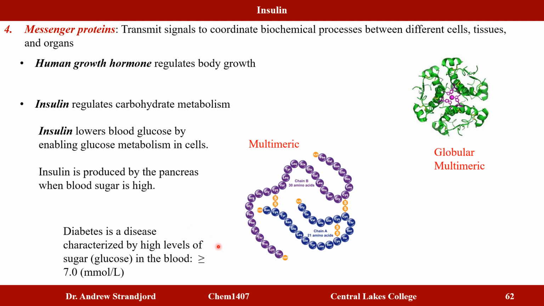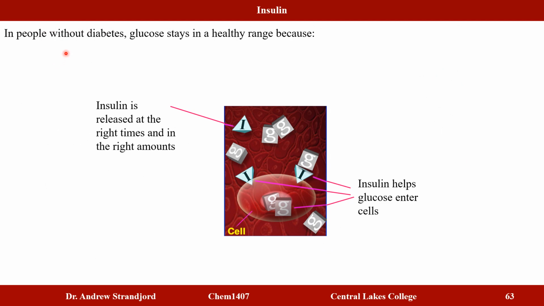Diabetes is a disease characterized by high levels of sugar in the body, and it's the insulin level that helps us regulate that sugar. Therefore, insulin and diabetes are closely related. Let's take a closer look at the insulin and diabetes relationship. In people that do not have the disease of diabetes, glucose stays at a healthy range. That's because we have the correct amount of insulin, represented by these triangles here in this cartoon. They let the glucose molecules, represented by these cubes here, into cells where they can undergo metabolism. And it's the insulin that helps the glucose enter through the cell membrane into the cell.